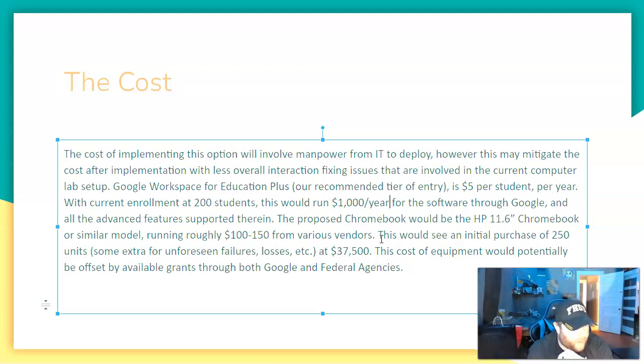We would also have to think about the Chromebooks as an upfront cost. We may have some replacement costs year to year. But for the upfront cost, we're going to recommend the HP 11.6-inch Chromebook. This is available through various manufacturers, HP Direct, Amazon, Walmart.